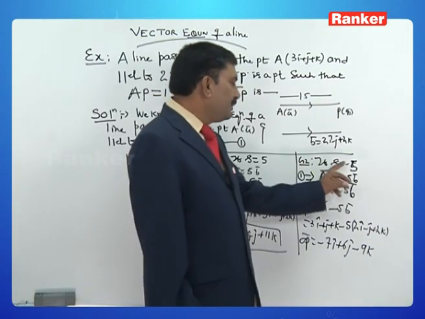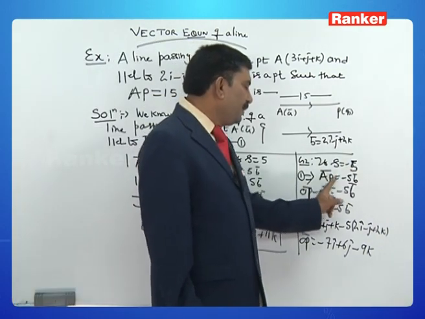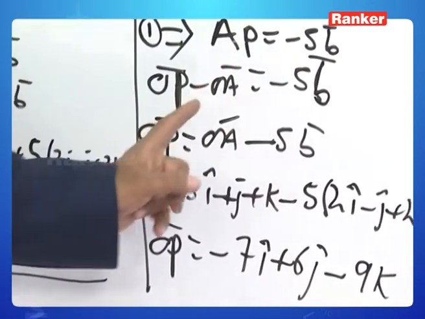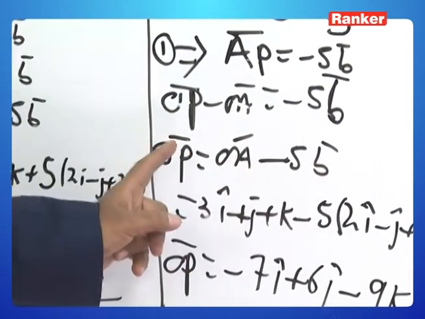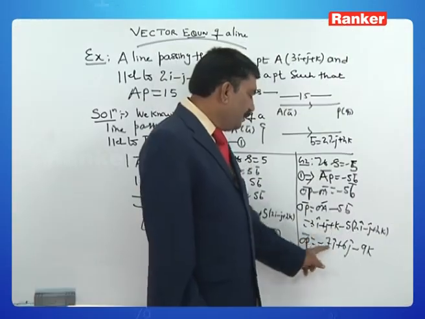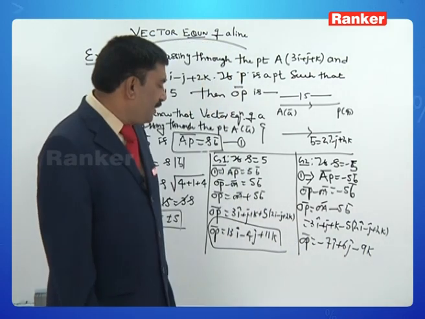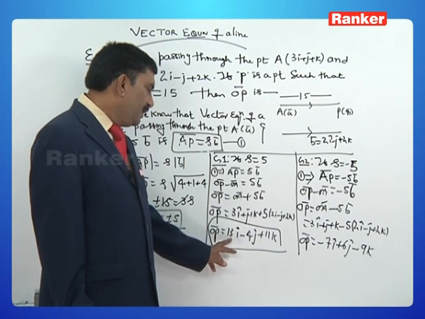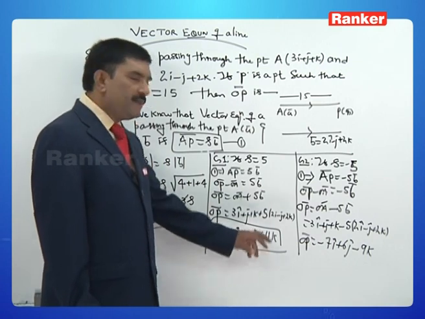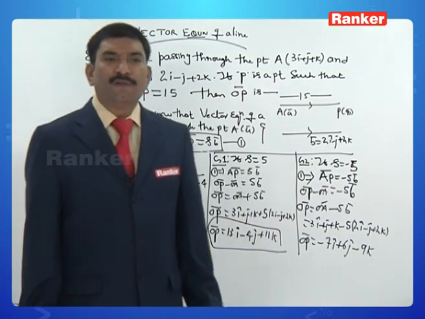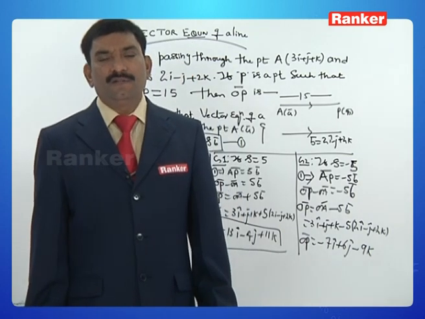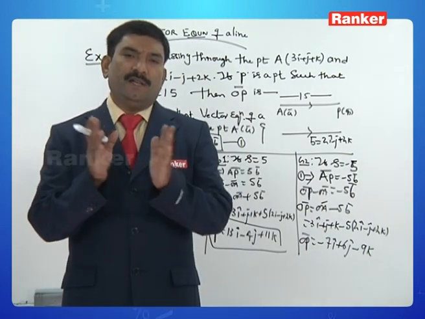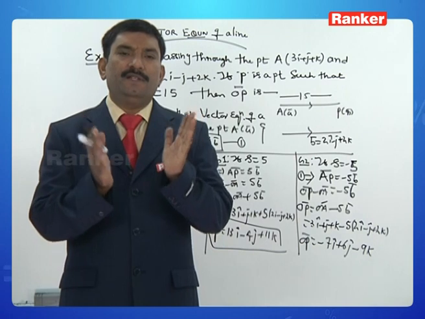Next, if S is equal to minus 5, OP bar is equal to minus 5B bar. Next, OP minus OA. Therefore, OP bar is equal to minus 7I plus 6J minus K, which is one position vector. The other one is 13I minus 4J plus 11K, the other position vector. Followed? This is all about the application and the theoretical part.